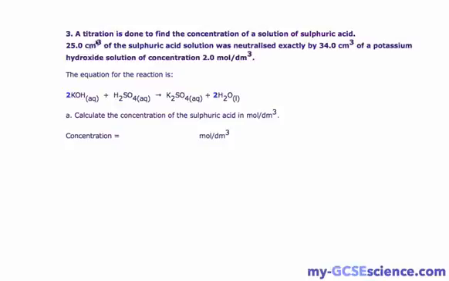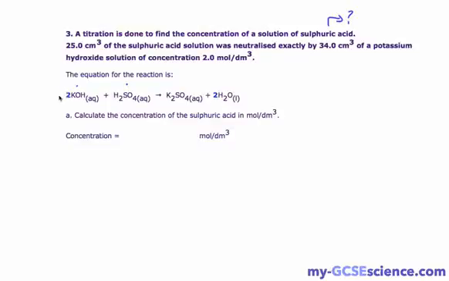Here we have a titration is done to find the concentration of sulfuric acid. So sulfuric acid is the one that we don't know. 25 centimeters cubed of the sulfuric acid was neutralized by 34 centimeters cubed of potassium hydroxide, and the concentration of the potassium hydroxide is 2.0 moles per decimeter cubed. And they've given us an equation here. Here's our potassium hydroxide and here's our sulfuric acid.